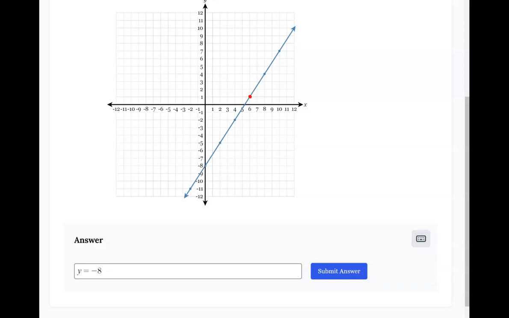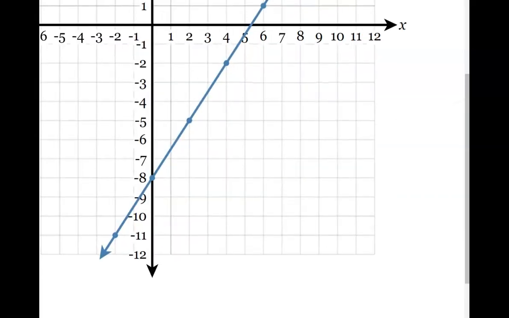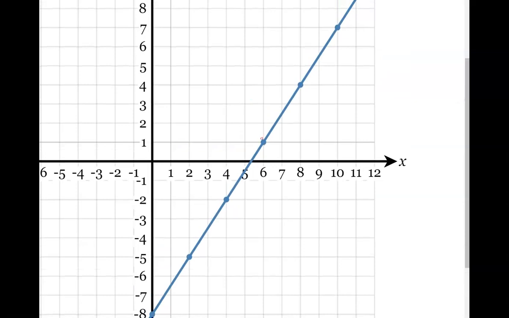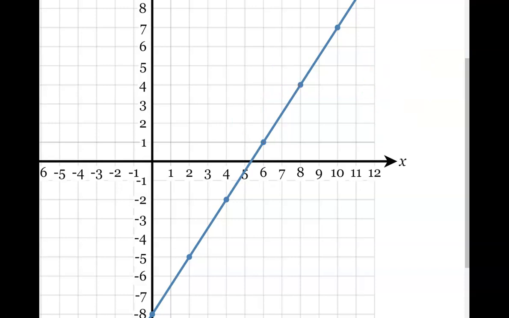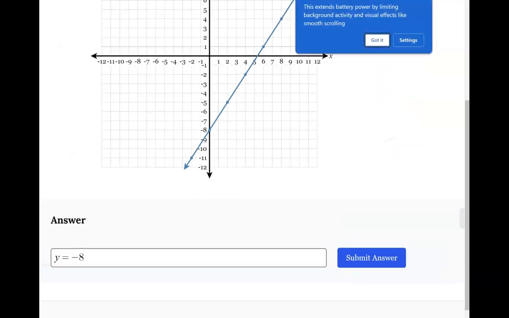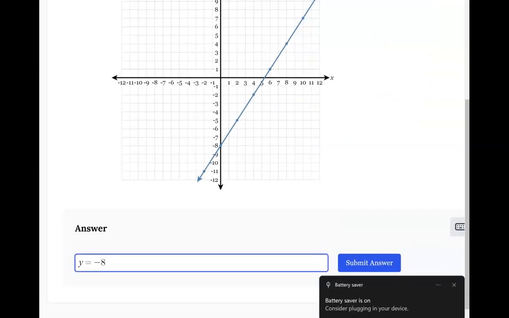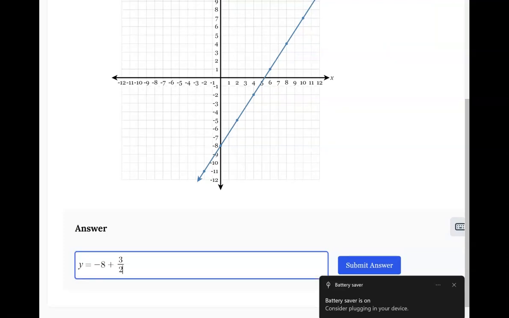And let me zoom in so you can easily see how I'm counting the boxes. 1, 2, 3 boxes in the up direction. 1, 2 boxes in the right direction. So that gives me a slope of a rise of 3 and a run of 2. So when I type that into my equation down here, I'm going to write plus 3 over 2, and I need an x on the end.